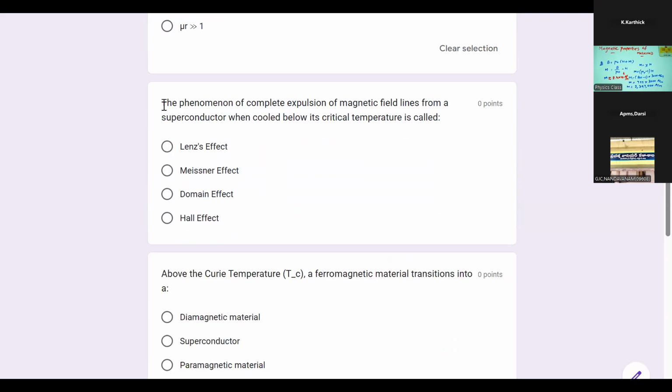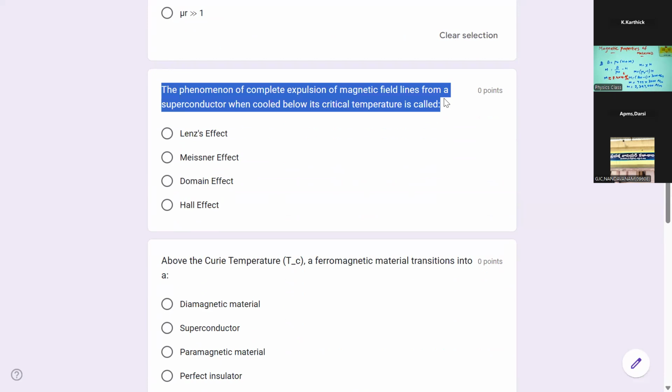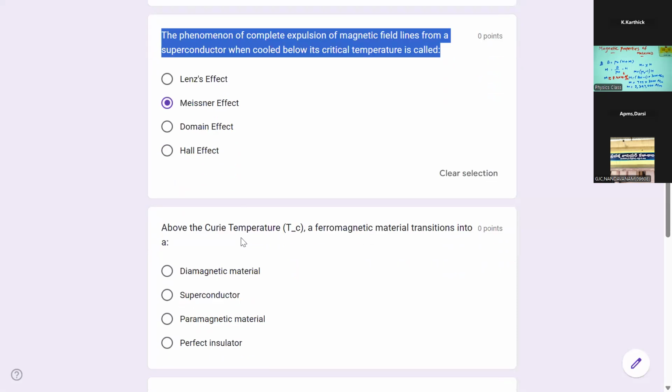Very good. Second one: the phenomenon of complete expulsion of magnetic field lines from a superconductor when cooled below its critical temperature is called what? Already I told you about the effects. Yes, option B is the correct answer. Great, the Meissner effect.